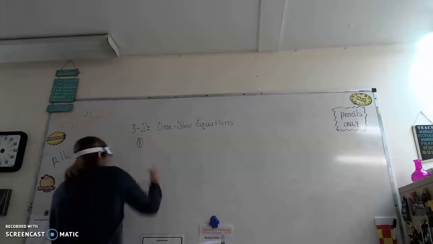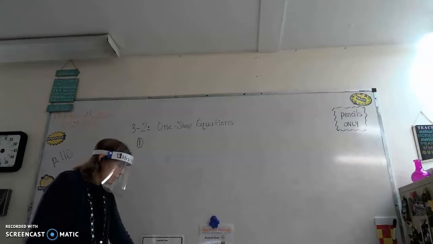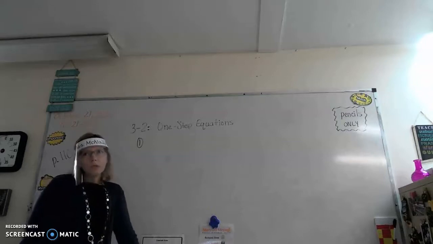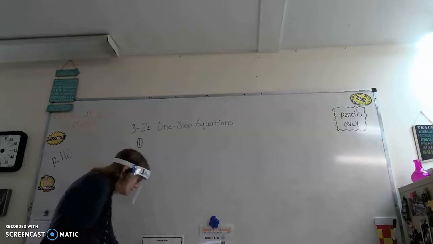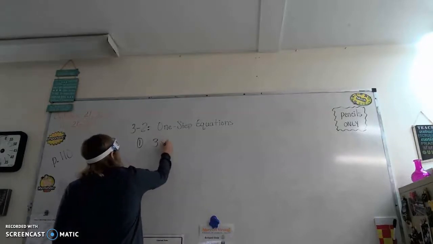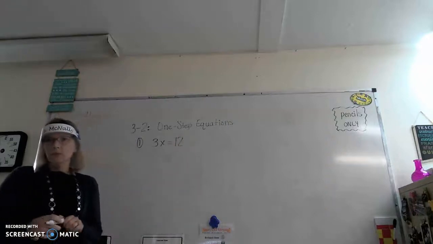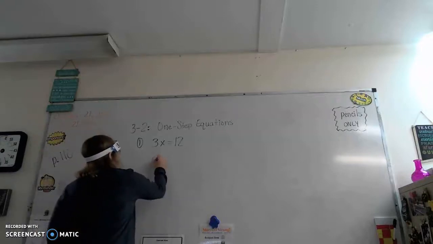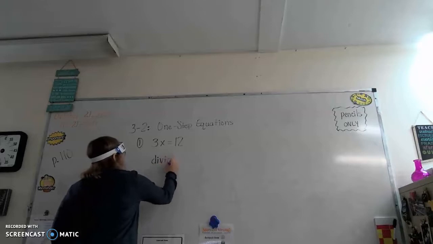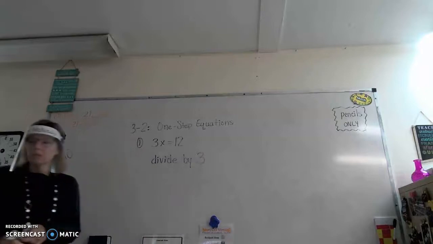The directions for number 1 say, state the operation and number you would use to solve each equation. So for this part, we don't have to solve it. We're just writing what we would do to solve it. So number 1 is 3x equals 12. What would I do to solve that equation? Divide by 3. That's exactly what you write. That's all they want to know. What are you going to do to solve it? Divide by 3.